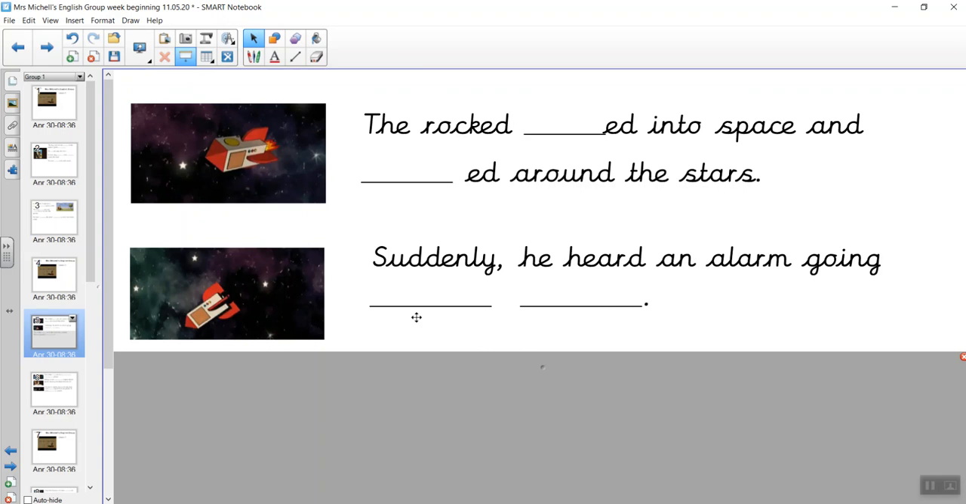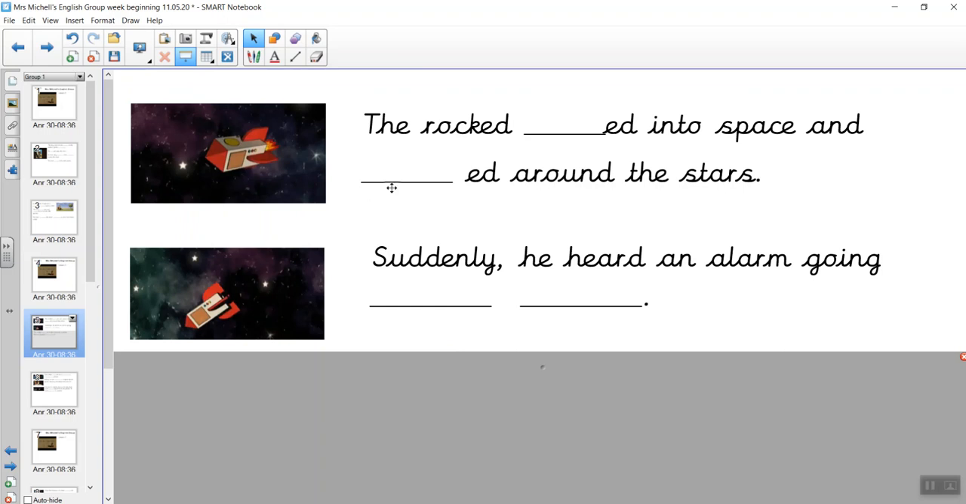Now, what noise did the alarm make? You can choose the words to describe the noise. You might want to repeat a word. Suddenly he heard an alarm going beep, beep. You might want to do it like that, or you may want to choose two different adjectives. Pause the video, copy the sentence, and add in your own words.